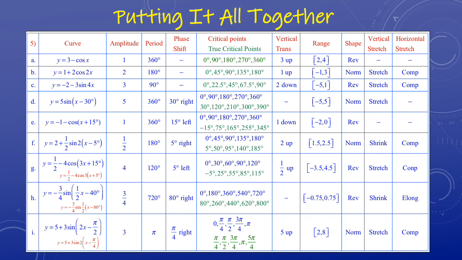So the critical points are 0, pi over 4, pi over 2, 3 pi over 4, and pi, making the true critical points pi over 4, pi over 2, 3 pi over 4, pi, and 5 pi over 4. This curve has been shifted 5 units up, making the range 2 to 8. It is normal, and since the amplitude is greater than 1, the curve is vertically stretched, and since the period is less than 2 pi, it is horizontally compressed.